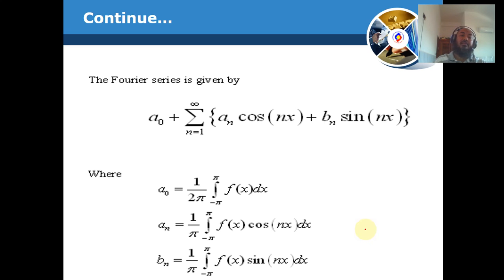So this is the equation that we saw yesterday. From Euler's formula, the Fourier series is a0 plus the summation from n equal 1 until infinity of an cos nx plus bn sin nx. Here a0, an and bn are the Fourier series coefficients.